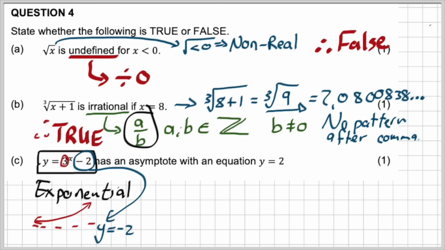Oh, but wait, look at the rest of the question. The rest of the question says that y equal to 2 is the asymptote. Oh, that's not right. That's false. y equal to negative 2 is the asymptote. You have to know your theory, ladies and gentlemen, for you to do mathematics.